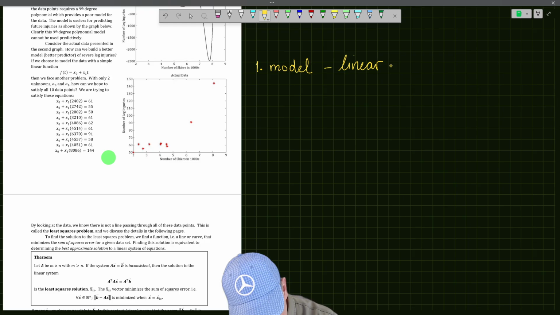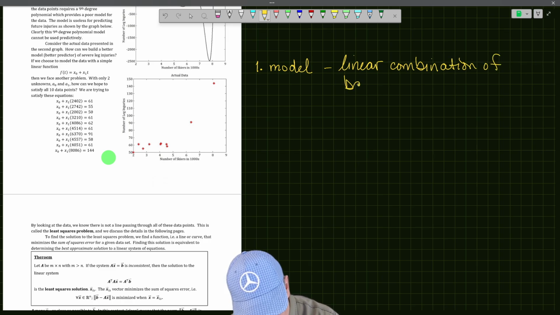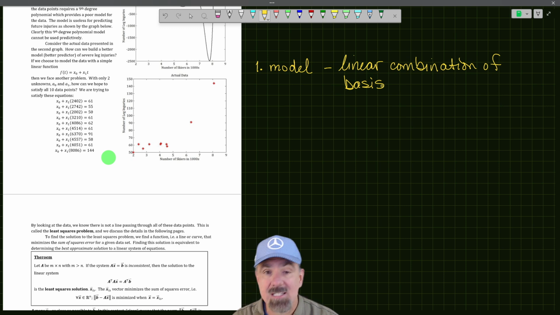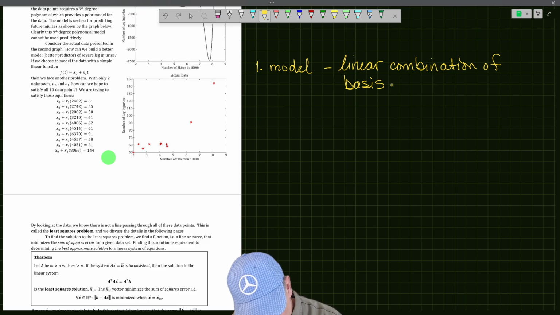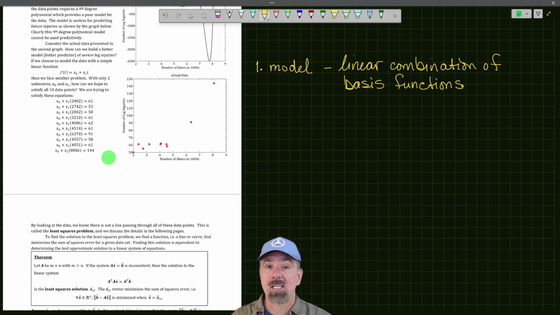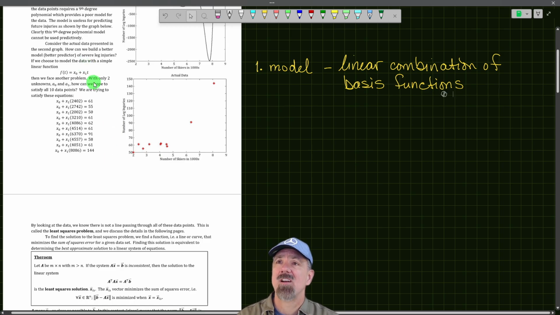what we're going to have is a linear combination of basis functions, or really basis vectors, because as we know, we can think about functions as vectors in the vector space of functions. So this is a linear combination of basis functions. And as long as the way that we do this is as a linear combination, we can pick whatever basis functions we want. And we'll see that as we move forward. Right now, it's very simple.